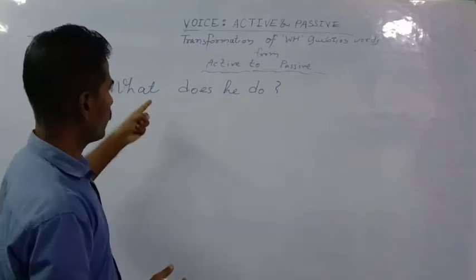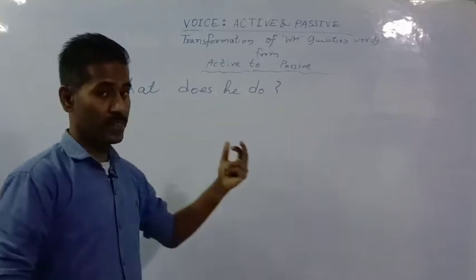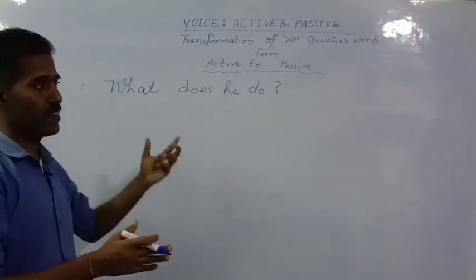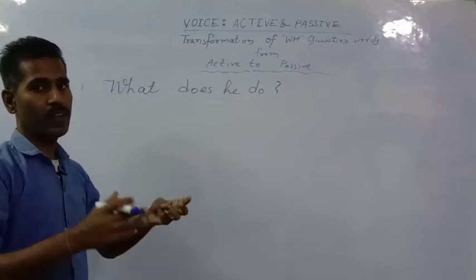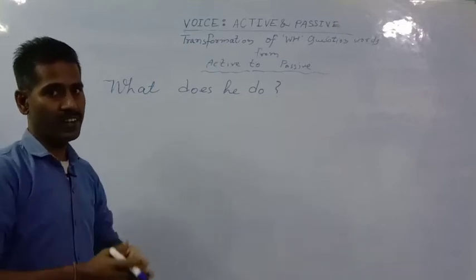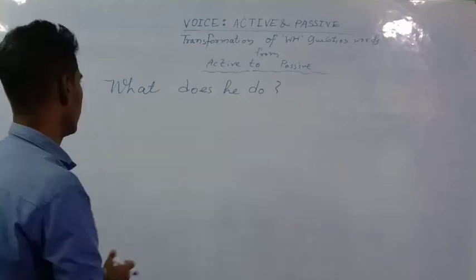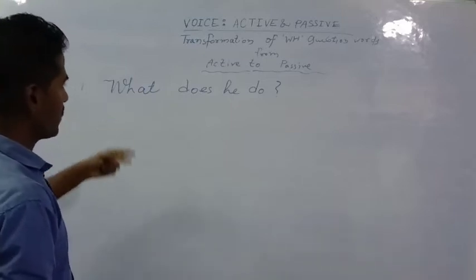Just, since the sentence given in active is interrogative, while writing in passive also we should maintain this interrogative mode. The sentence in passive also will be in interrogative mode. That we must learn and remember. So now let us first find out the subject, verb and object from this given sentence.